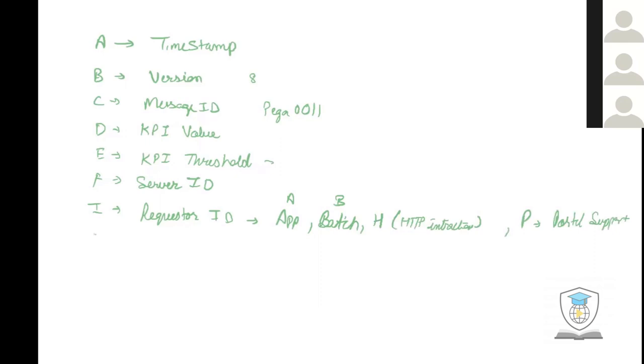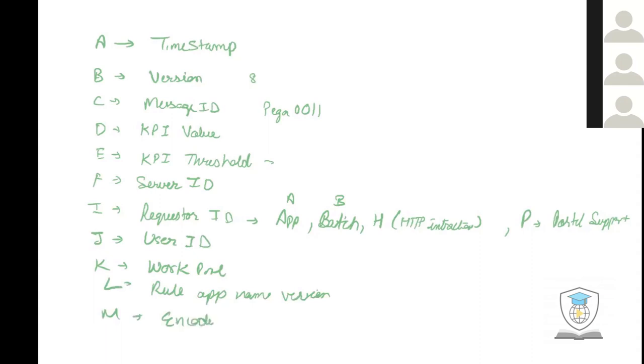Then in column J we have the user ID. In column K, the work pool that is used for the user. In column L, we have the rule application name and version. In column N, we have the encoded rule set. This is a hash code for identifying the requester rule set list. This is something that Pega works on in the background to run it.